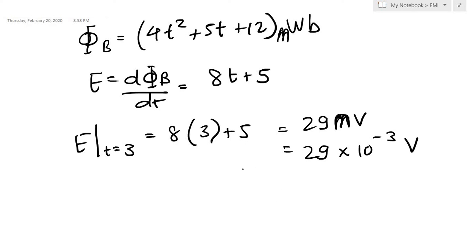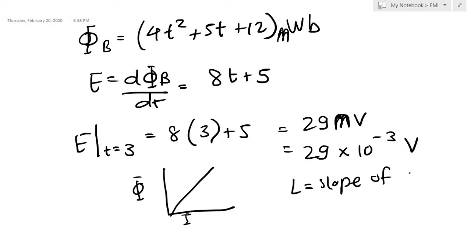This is a pretty easy one, and let me remind you, if they tell you to find, say, the coefficient of mutual induction or something, and they have a graph of phi versus I, say something like this, and they tell you to find L, you just need to take the slope of this graph, phi versus I graph. That's easy as that.